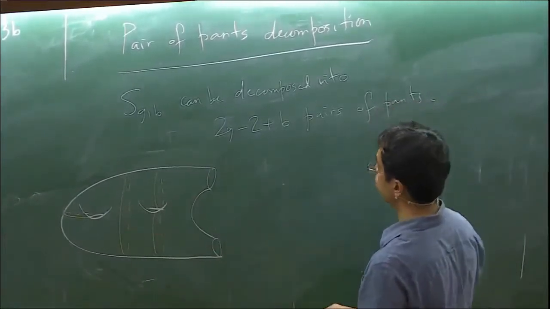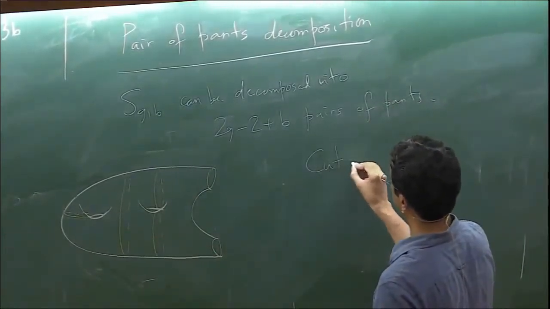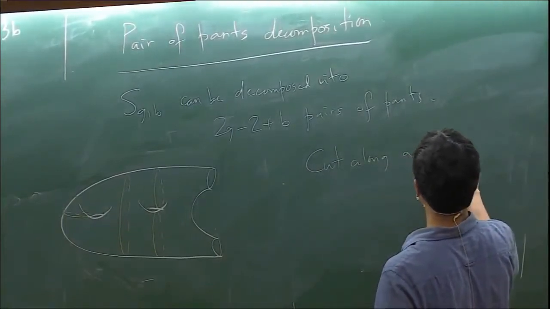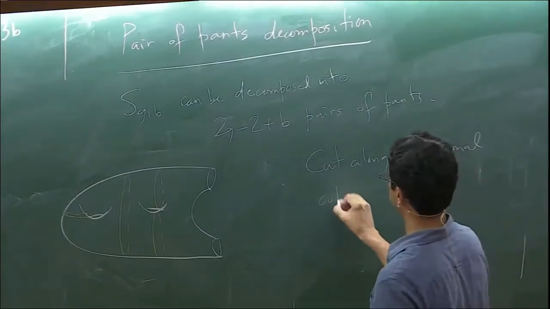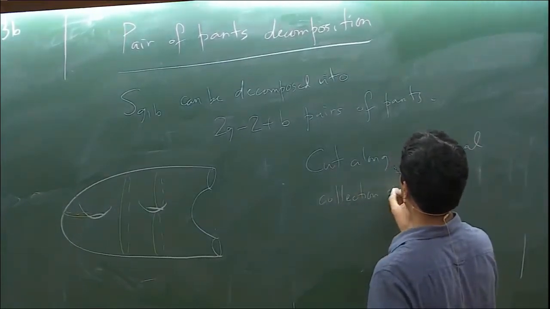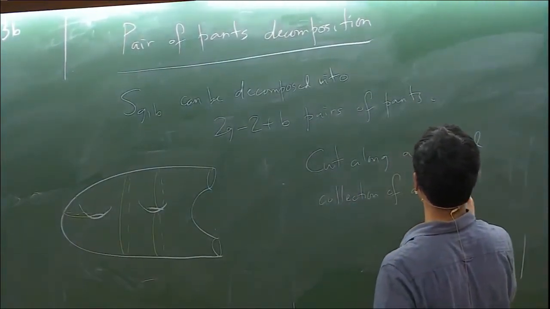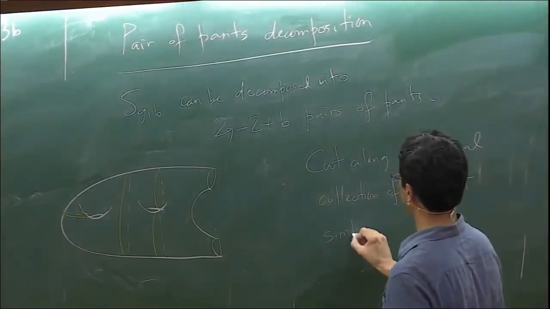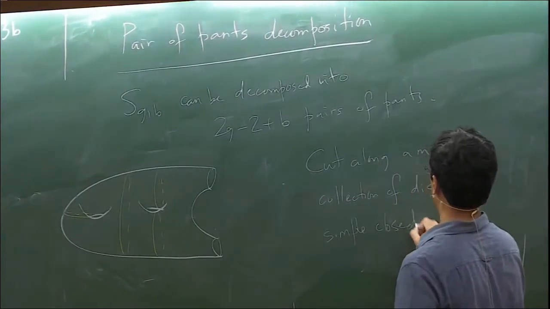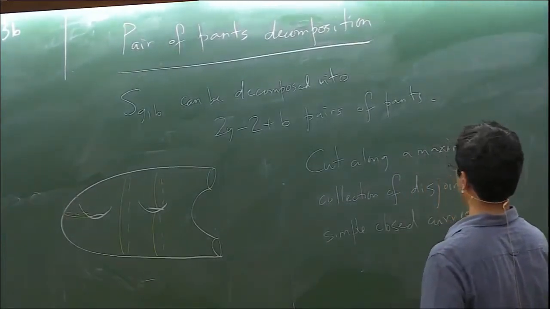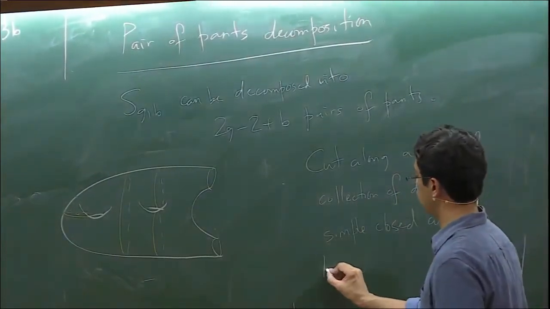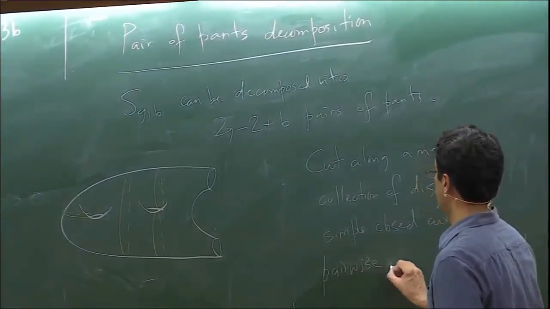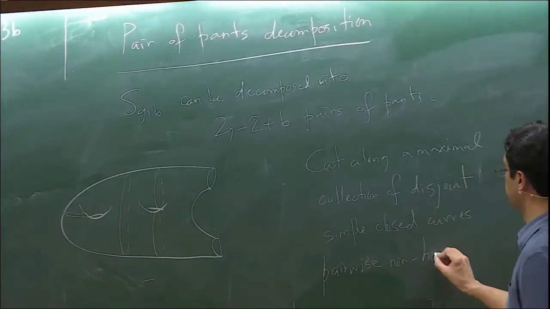Okay, so these pairs of pants are cut along a maximal collection of disjoint simple closed curves that are non-trivial in homotopy, and are pairwise non-homotopic, let's put it this way.